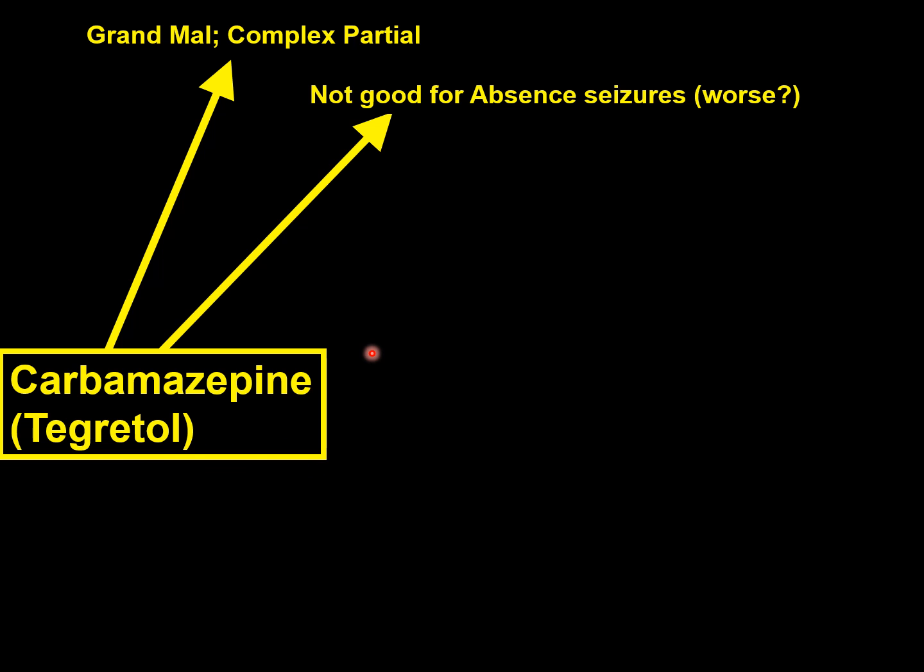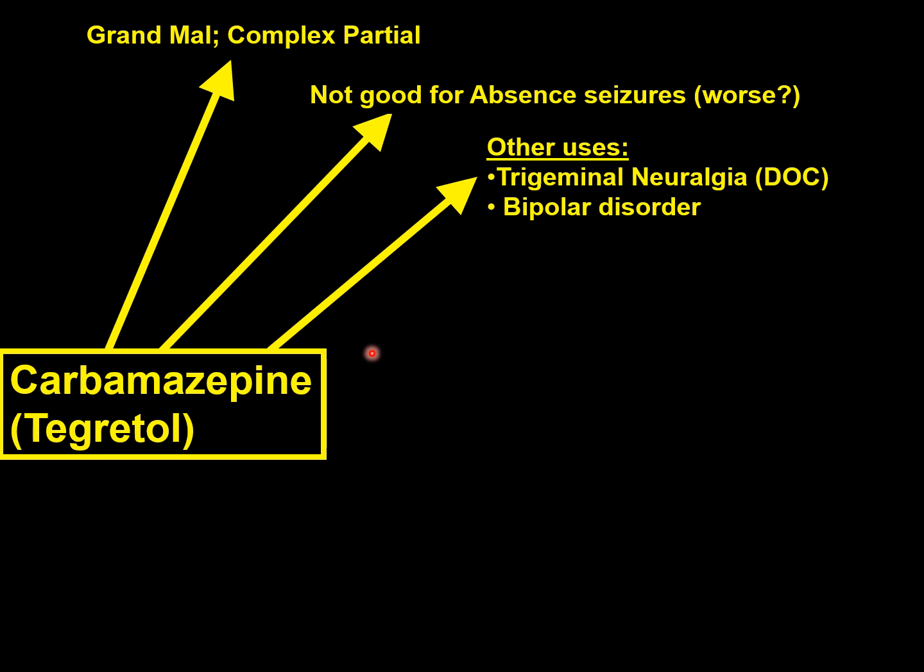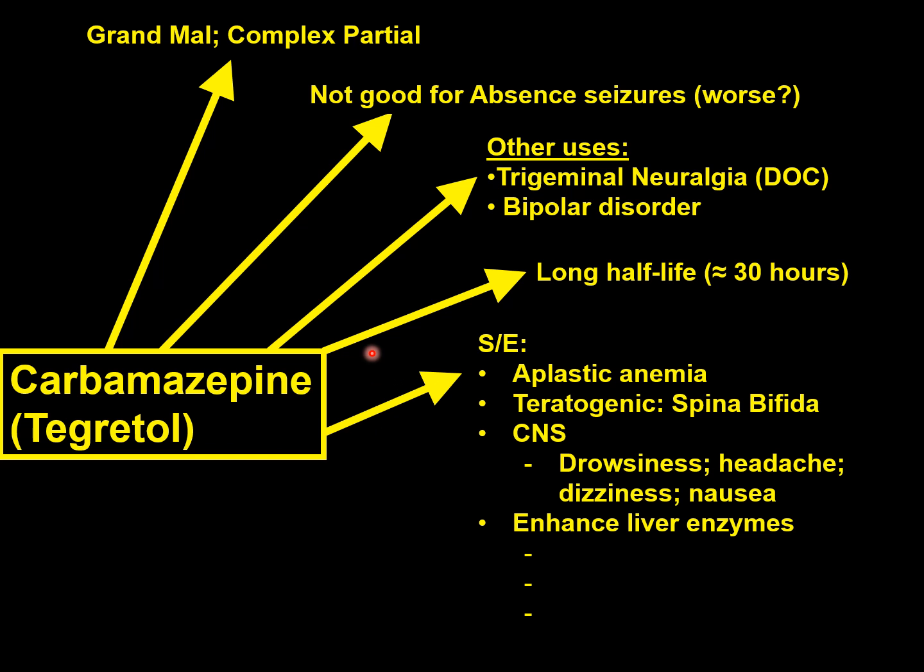The good thing about carbamazepine is that it is the drug of choice in one condition that attacks the trigeminal nerve, called trigeminal neuralgia. In this condition, the patient suffers from severe pain after a simple or light touch in areas of the skin innervated by the fifth cranial nerve, which is the trigeminal. The drug of choice again is Tegretol. Also, it can be used in bipolar disorders. It has a long half-life, and similar to phenytoin, it has a lot of side effects, including aplastic anemia.